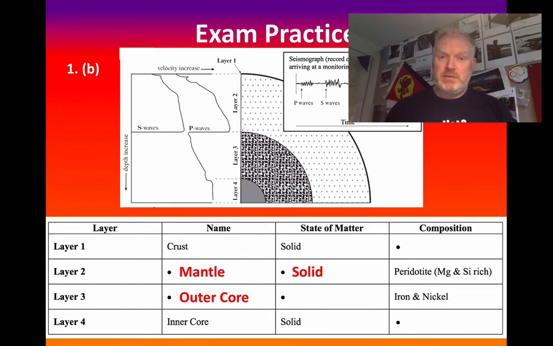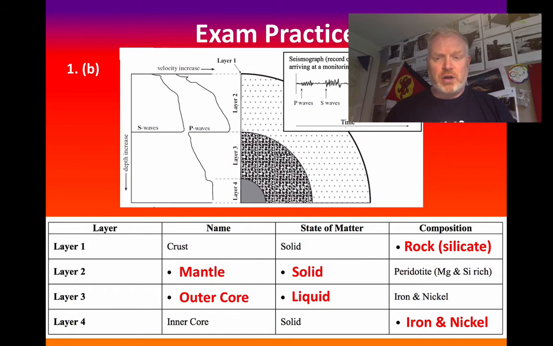Layer 3, as we've already seen, is a liquid. Layer 1 then, the crust, we know is made of rock, principally silicate rocks. More about that in theme 3. And layer 4, the inner core, is actually also made of iron and nickel. So you can see that the outer 2 layers, layer 1 and 2, are rock. The inner 2 layers that make up the outer and inner core are made of iron and nickel.